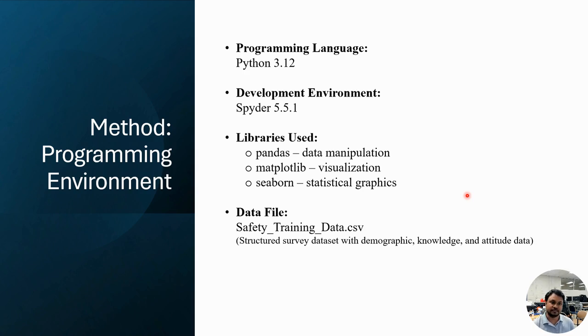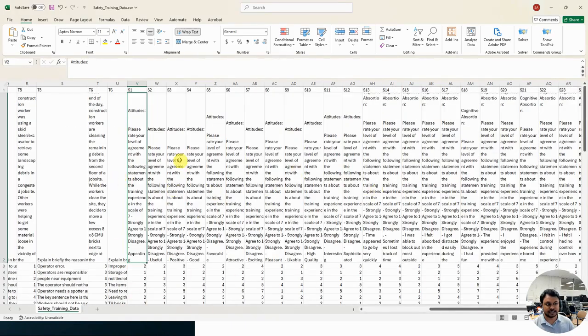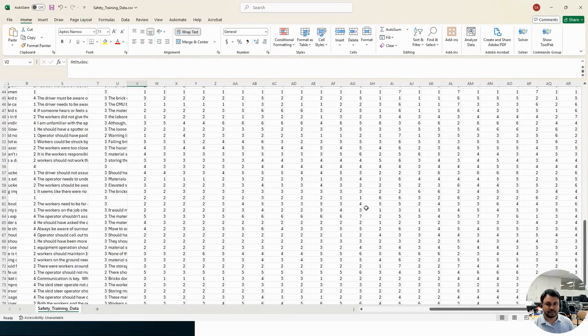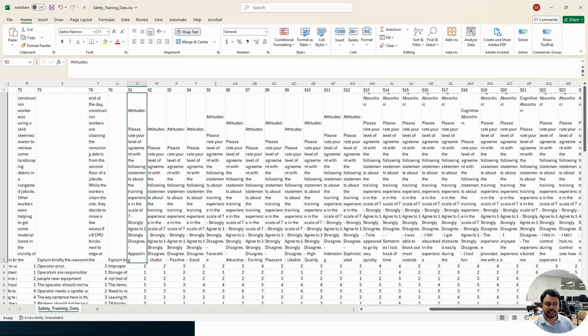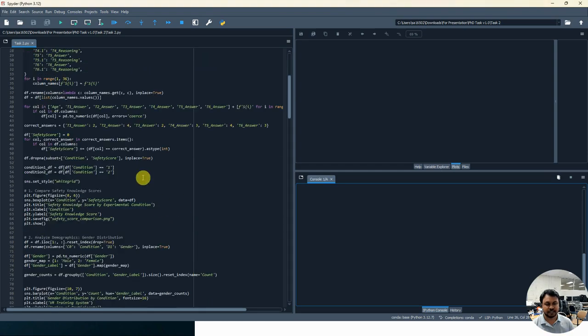And there is another kind of question, S1 to S35, regarding the training experience. Those are related to participants' attitude, cognitive absorption, and transportability. Okay, so I can show the Excel sheet really quick. This is the Excel sheet I just talked about. And so this is the Python code in Spyder.